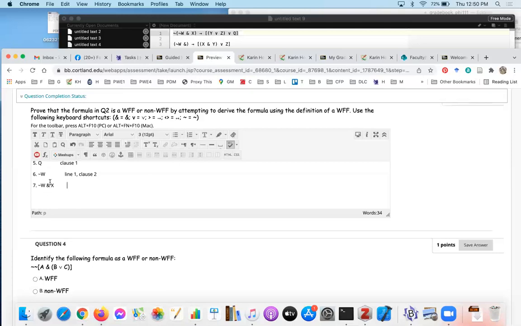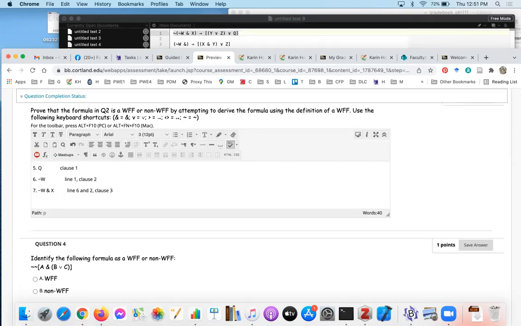So what's going to make this a well-formed formula is if on previous lines we've established that not W is a well-formed formula and also that X is a well-formed formula. Well, and we have done so. So not W, we established that at line 6. Then X, we established that that was a well-formed formula on line 2. So we need to cite that. And I need to know how to spell "and." And then what clause justifies it? That's clause 3.